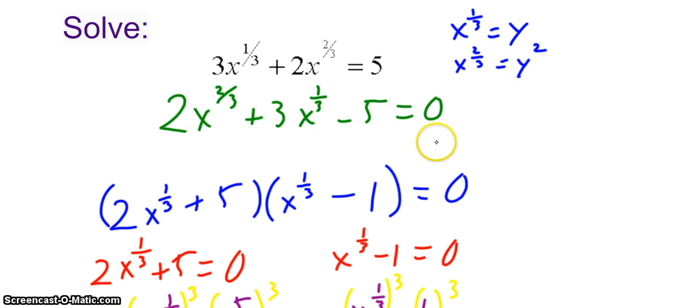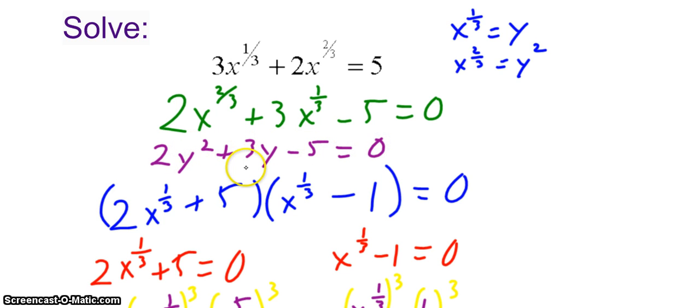I did not actually show the substitution though, because as soon as I recognize that I can do the substitution, I don't actually have to write it out. If you want to and you're more comfortable with that, that's fine. My step would have been 2y squared plus 3y minus 5 equals 0. And then I would factor this. So it factors into 2x to the 1/3 plus 5 times x to the 1/3 minus 1 equals 0.